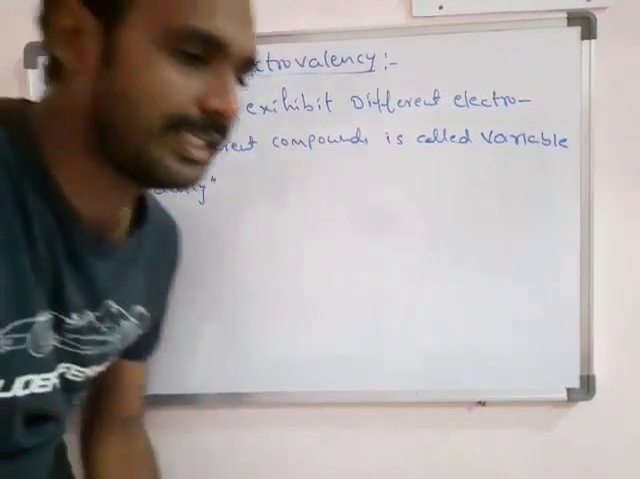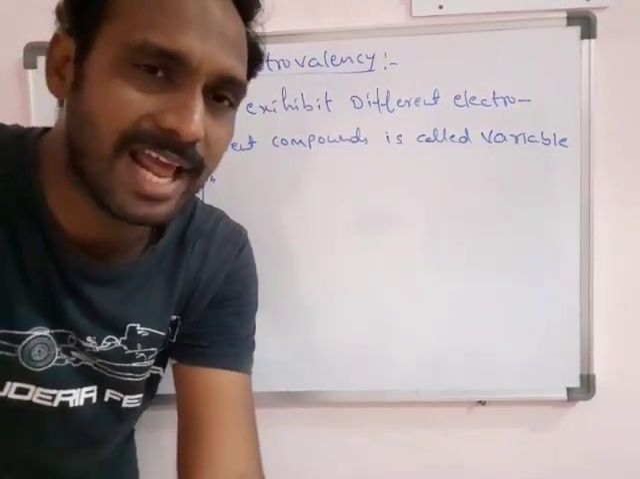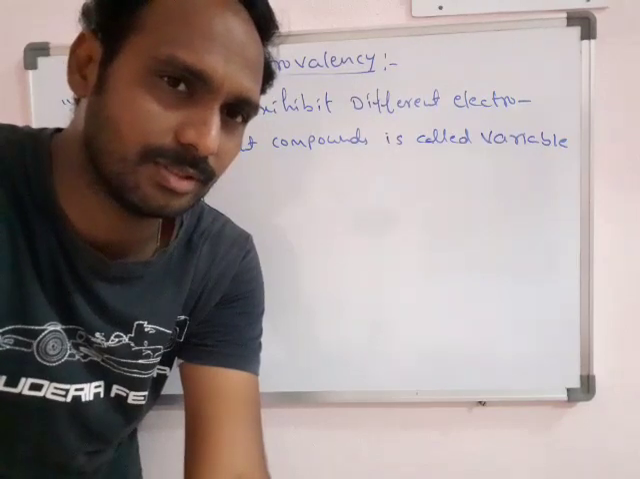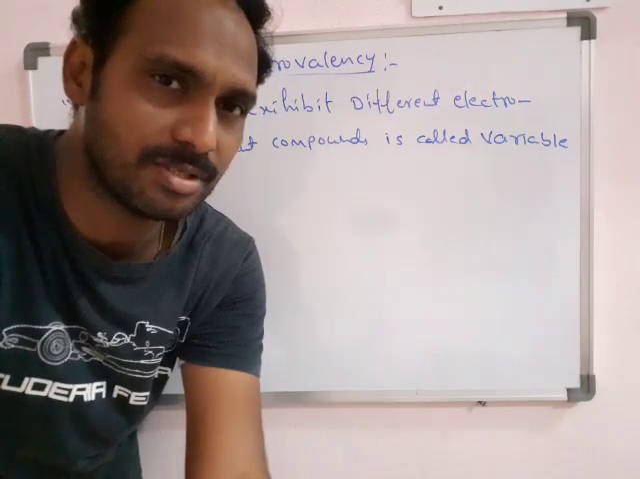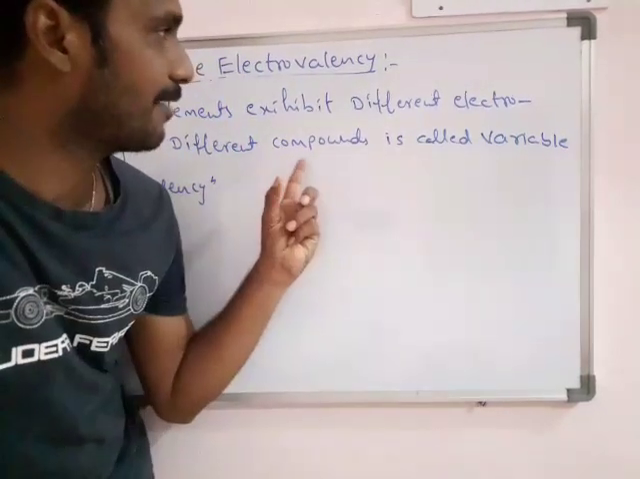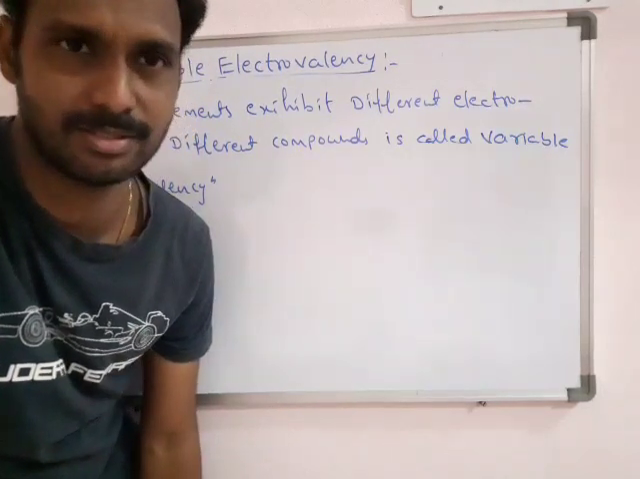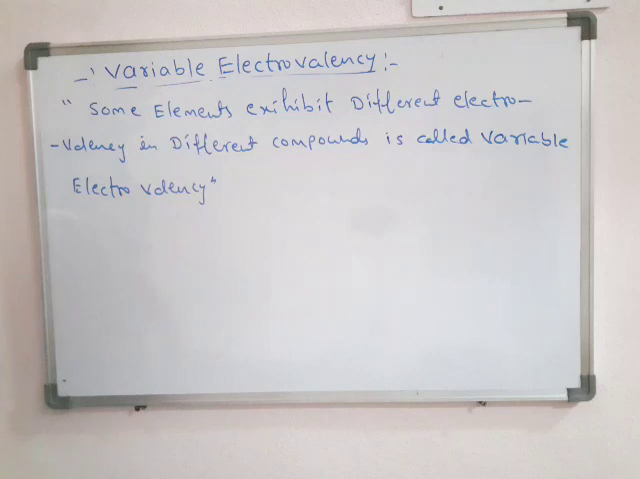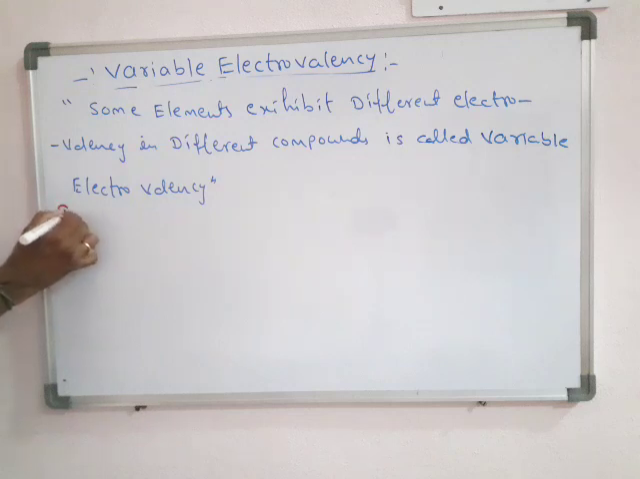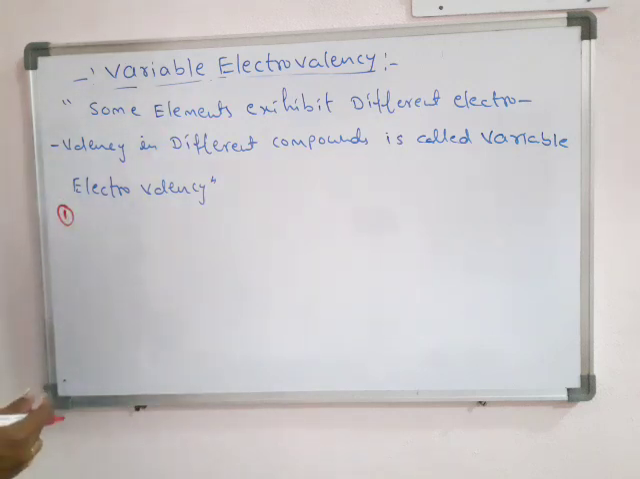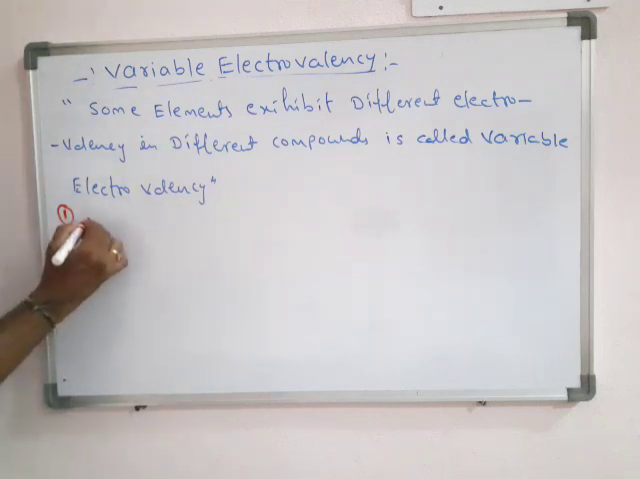Generally it takes place in transition elements. All transition elements are d block elements. So this variable valency is mainly exhibited in transition elements. We will discuss this variable electrovalency in 2 types. Why are there different variable valencies? There are 2 reasons. One reason is the instability of the core.